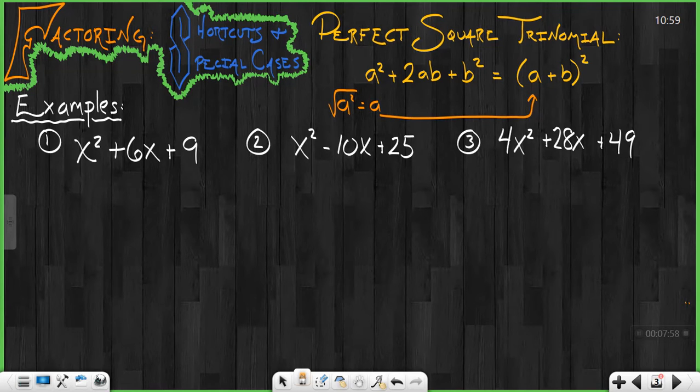It's part of the factor. We also see the last term in this is also a perfect square, meaning that you can take its square root. So that means it's going to be there. So you need to search for the numbers that I just talked about.